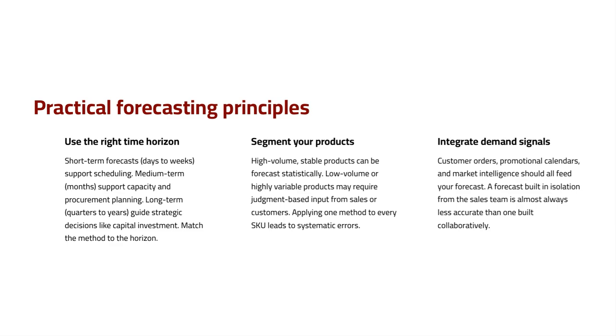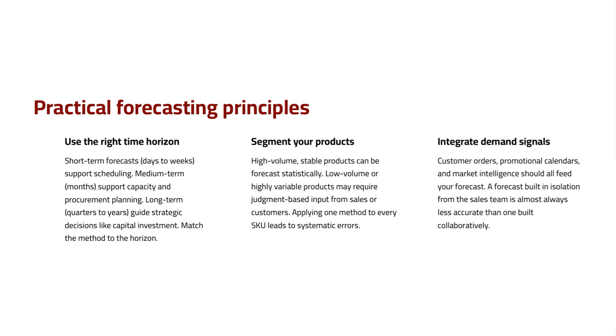Short-term forecasts, which cover days to weeks, are essential for scheduling. Medium-term forecasts spanning months help with capacity and procurement planning, while long-term forecasts, covering quarters to years, guide strategic decisions like capital investment. It's important to match your forecasting method to the horizon you're working with.